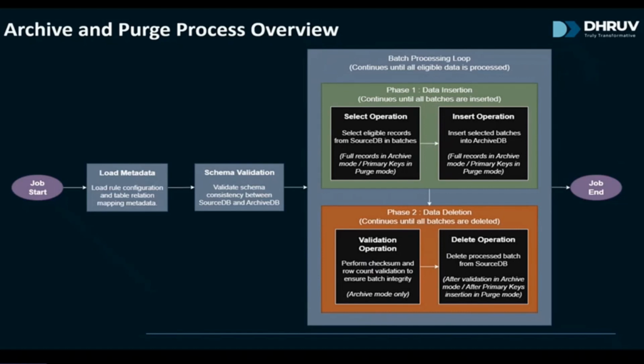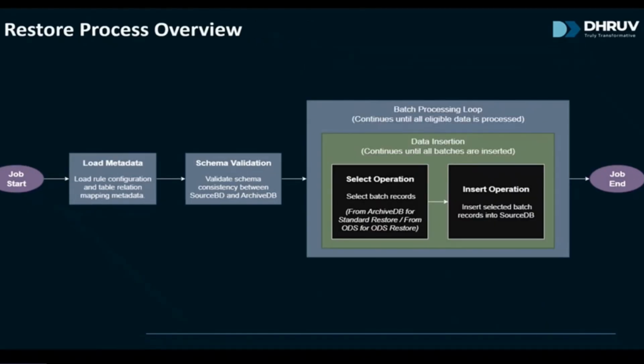In summary, EmVault follows a structured, secure, and performance-optimized process for archive and purge operations. Now let's understand restore operation working. The restore operation brings archived or purged data back into the source database.